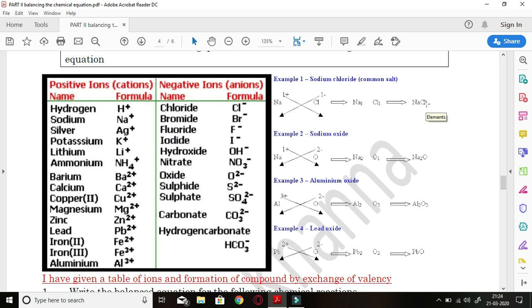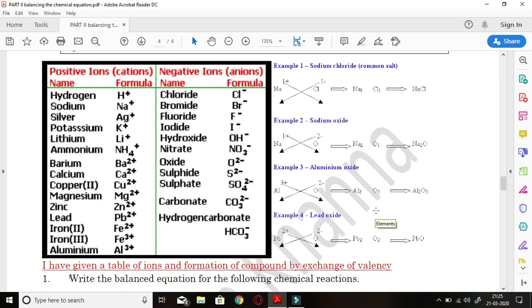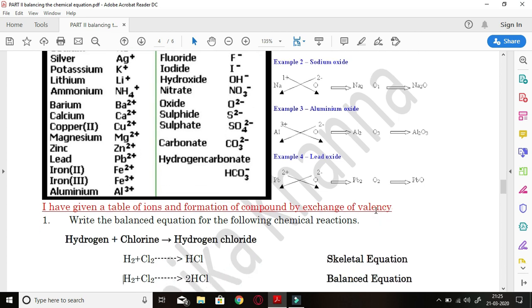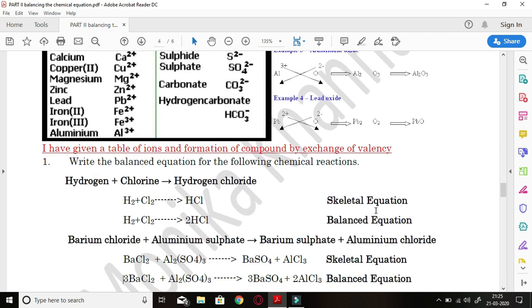Similarly, Na with valency +1 and oxide with valency 2 minus, when we exchange them, this will be Na2O1, and the formula formed is Na2O. Third one is aluminium oxide, aluminium with valency 3 plus and oxide with 2 minus, and it will form Al2O3. So these are the formulas formed. So you will be able to make compounds. This is just a revision for you. It's a help for you so that you can easily make formulas for the coming up equations, right?